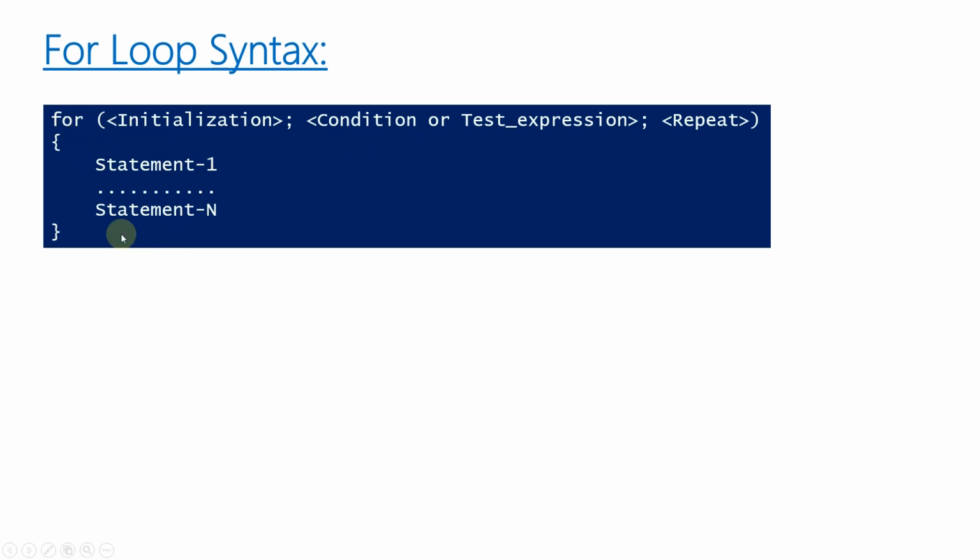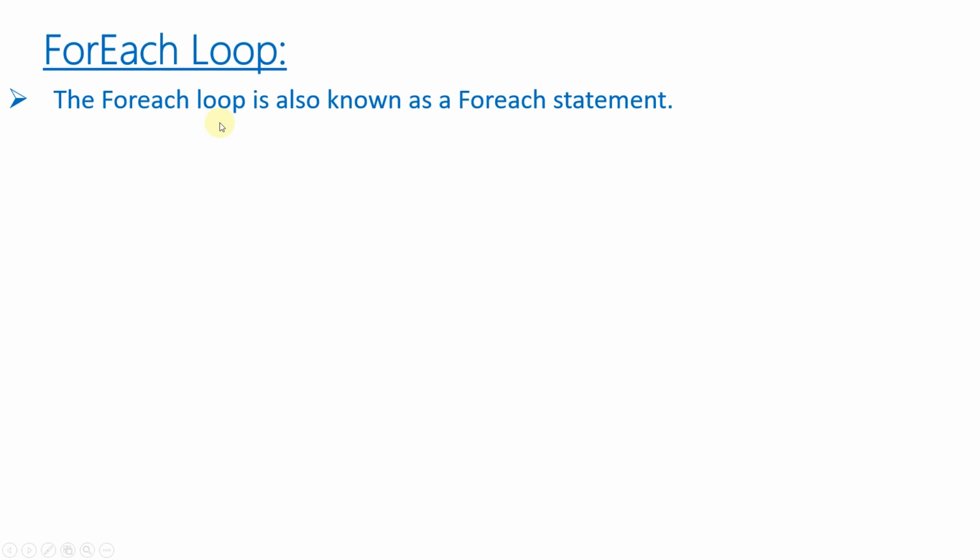So in every iteration this condition will be checked, and it will keep executing as long as the condition is true. Whenever it becomes false, this loop will be terminated and control will come out. And whenever this loop repeats, the expression we have written in repeat will be executed. So mostly an increment of the initialization variable comes in repeat. Every time this loop repeats, this value will get incremented and the new value will be assigned to this initialization variable.